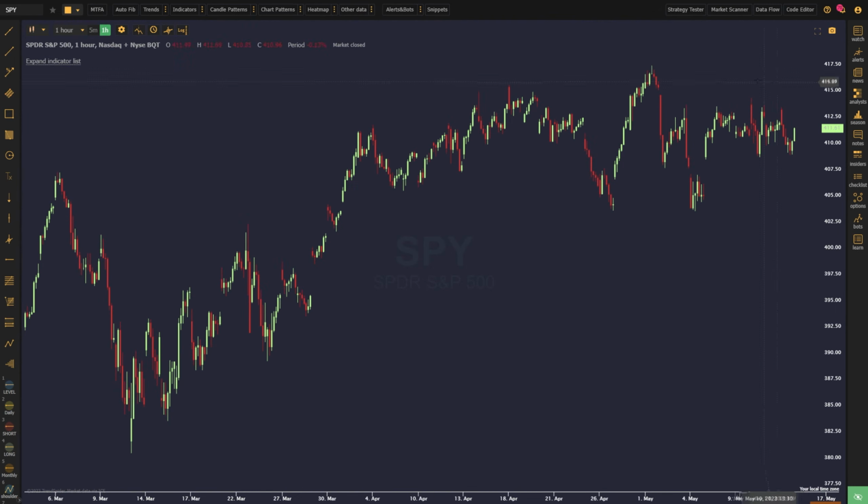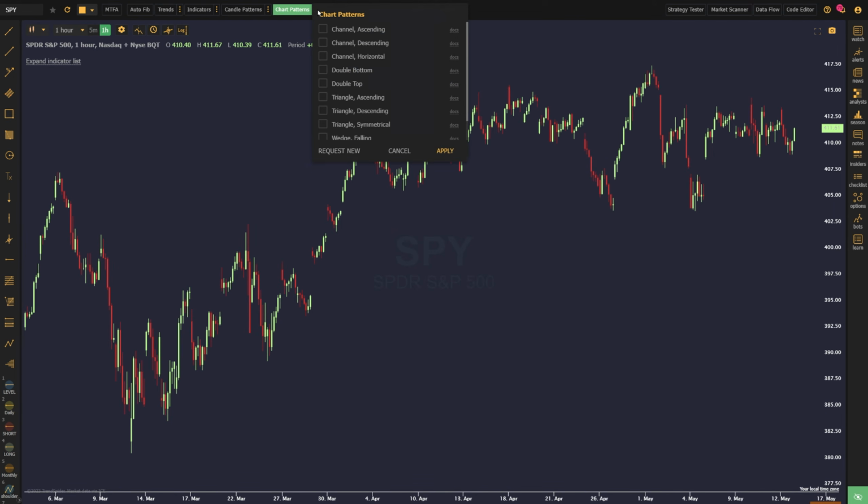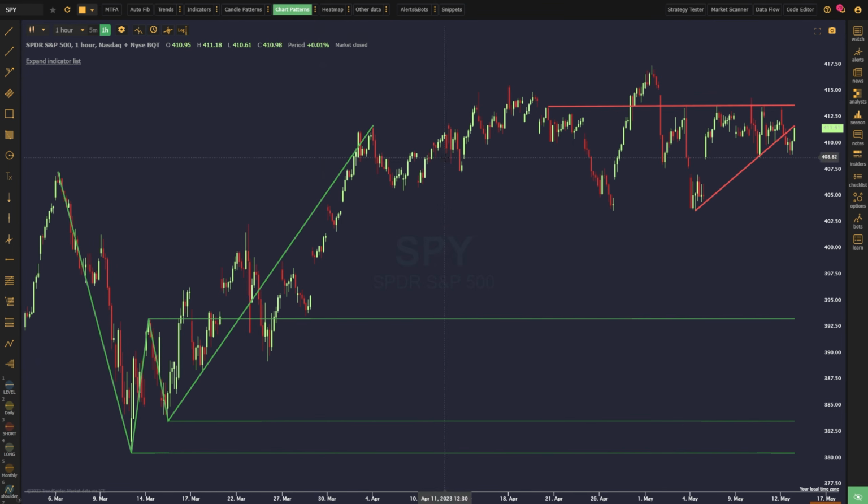In order to have the platform automatically display a pattern on your chart, click the Chart Patterns button and select the pattern you wish to see. If that pattern exists on the chart, it will be automatically drawn for you. There are a number of ways chart patterns can be utilized within the platform.